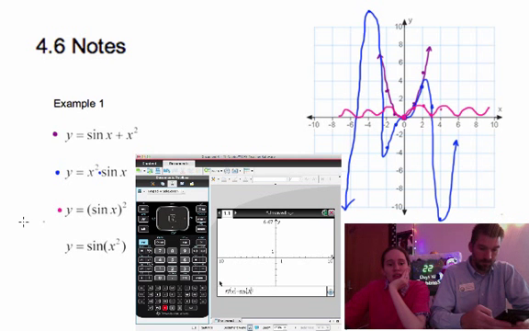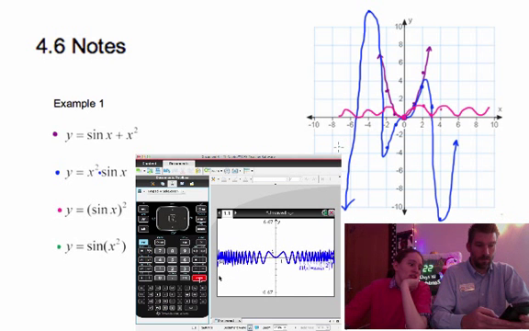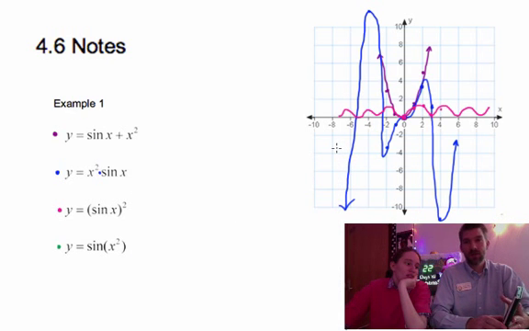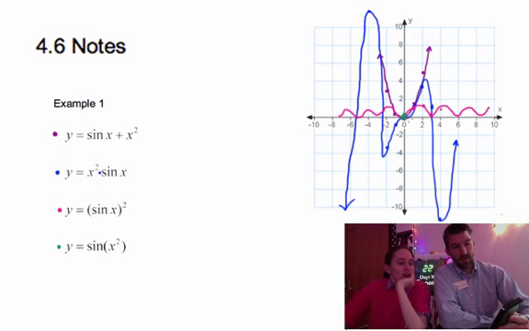And last, sine of x squared. So now all those values we're putting in will be squared first, and then we're going to put them into sine. So let's see how that changes things. Whoa, good luck drawing this one. So 0, 0 is still there, and then at 1 we're at 0.84. So that's this general area.